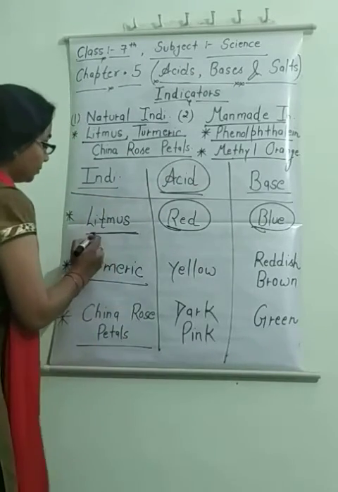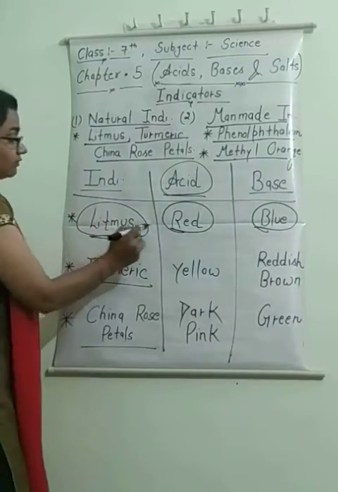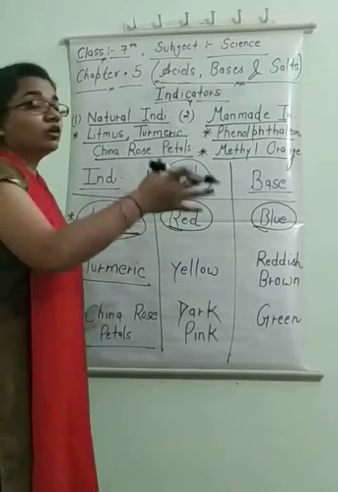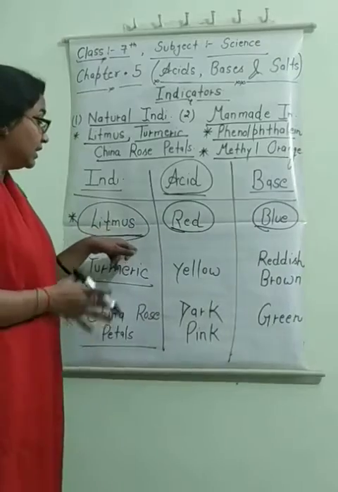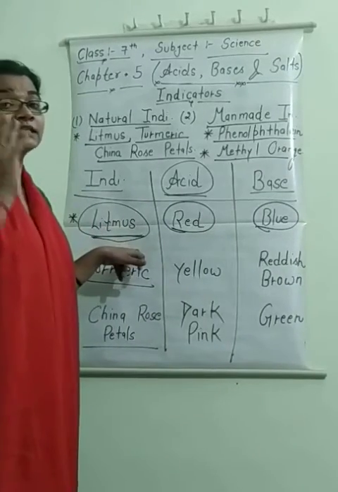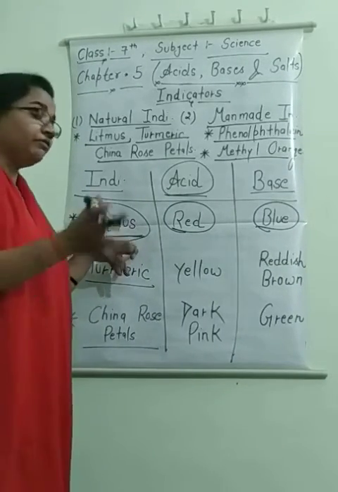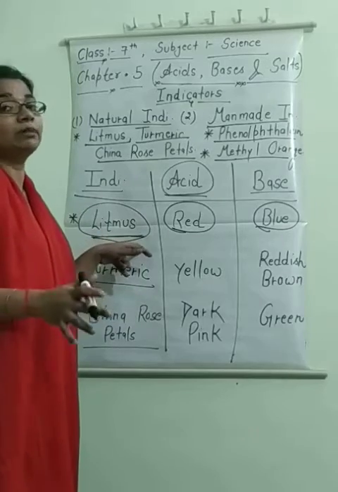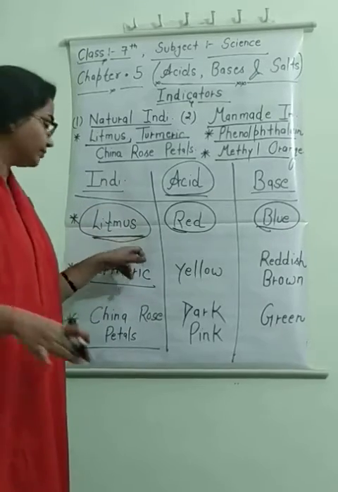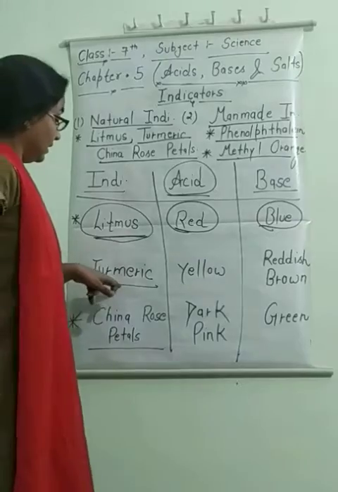With the help of this indicator and this method, we can easily know the acidic or basic nature with this natural indicator, which is known as litmus. Clear? And we can easily get litmus from the lichen plant. Very, very simple phenomena. Next thing, yes, turmeric.